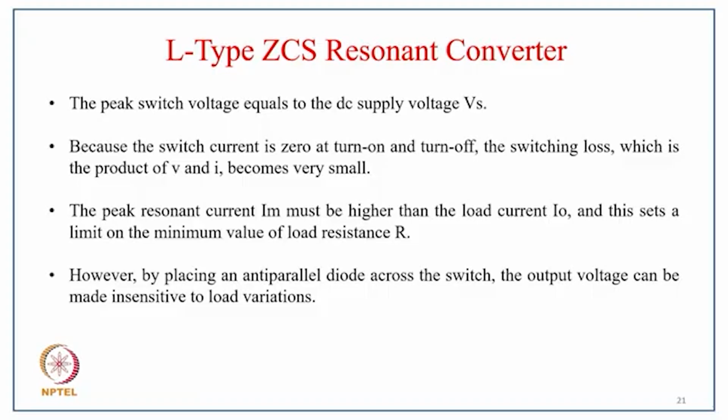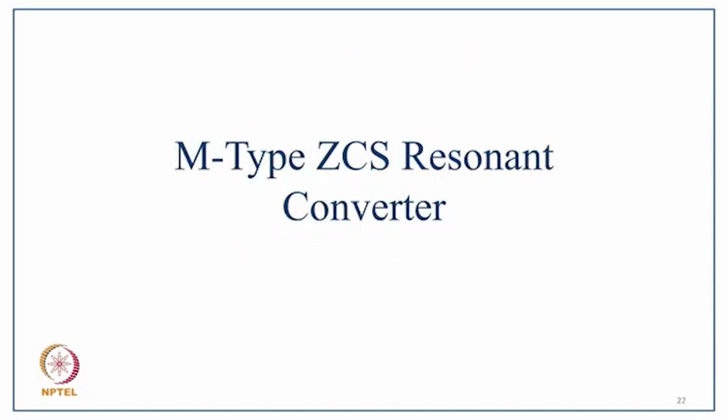The peak resonant current Im must be higher than the load current I0, and this sets a limit on the minimum value of load resistance R. However, by placing an anti-parallel diode across the switch, the output voltage can be made insensitive to the load variation.